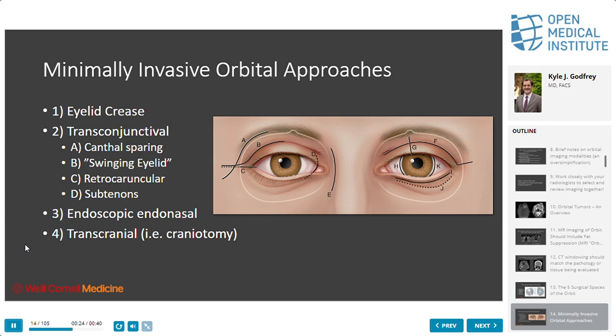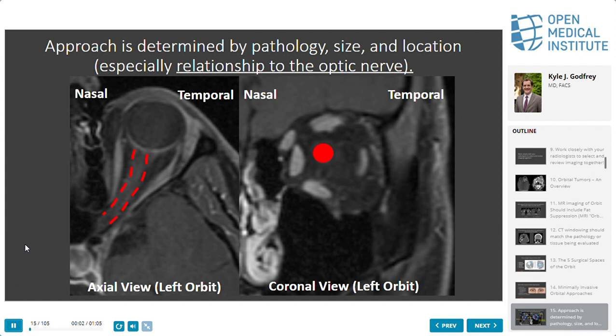The retrocaruncular approach, which I'll show here in a second, where we're essentially going along the conjunctiva, along the medial aspect of the orbit, and then some form of a transconjunctival inferior approach to the orbital floor, where we're going along the inside of the eyelid, perhaps with or without a canthotomy and cantholysis to open up the orbit. And really determining which approach we take is based almost essentially on the position of the tumor relative to the optic nerve.